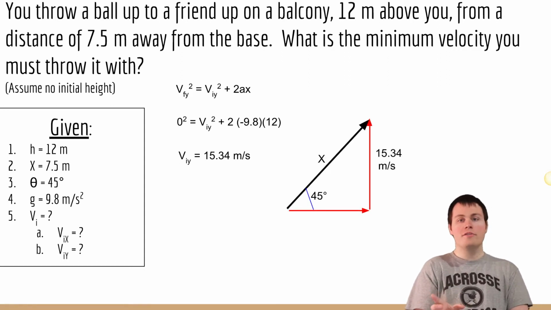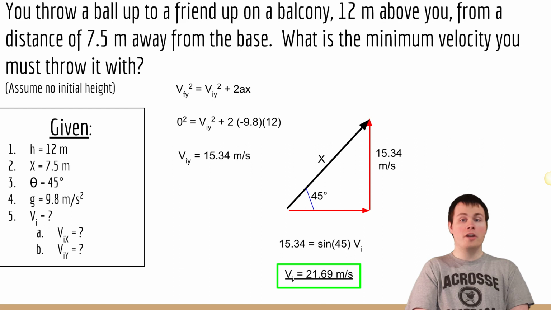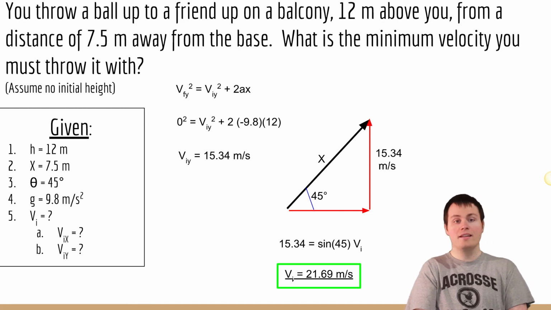When you draw the triangle, hopefully you know your sines and cosines, and you can figure out that using the sine function will allow us to solve this problem pretty easily. So we set up the equation: the 15.34 from before is equal to sine of 45 times the initial velocity. Do a little math, solve for the initial velocity, and we get 21.69 meters per second. Because we're throwing at 45 degrees, we know that is the minimum velocity, and it's also the answer to our problem.